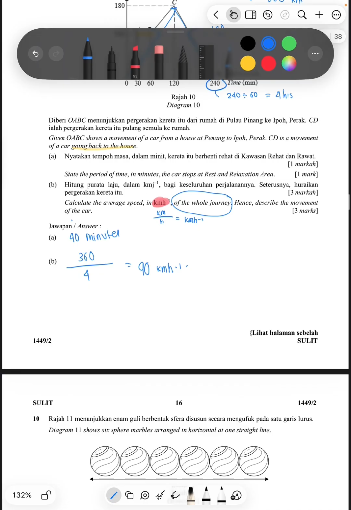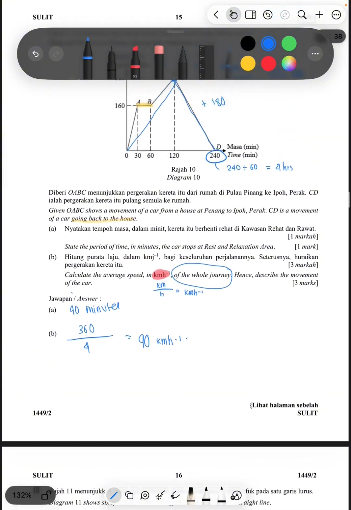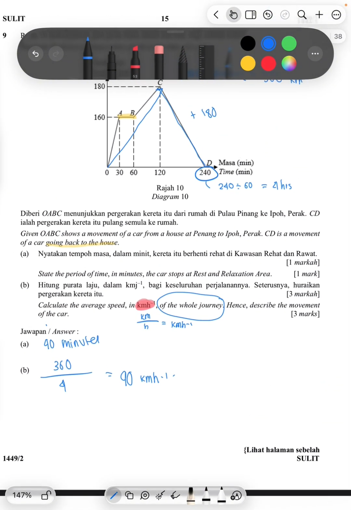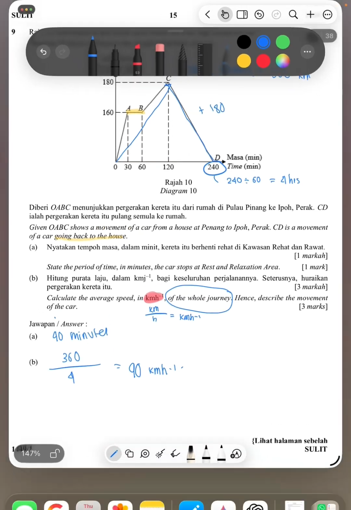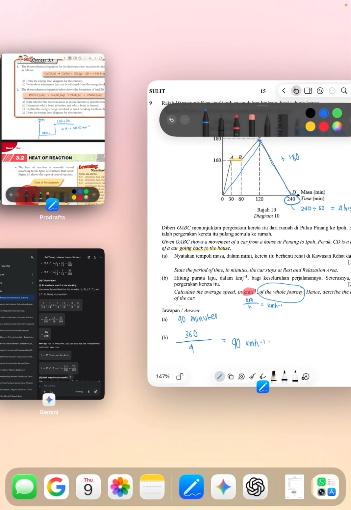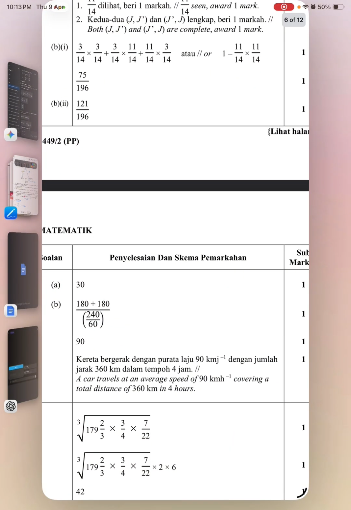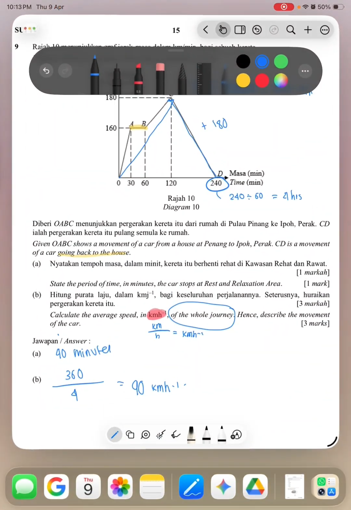They want us to describe the movement of the car. So the car travels at a distance of 360 km with time of 4 hours with average speed of 90 km per hour. Is it something like that? Yeah, a car travels at average speed of 90 km per hour covering a total distance of 360 km in 4 hours. Yep.